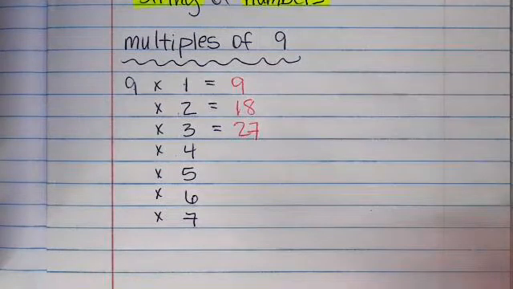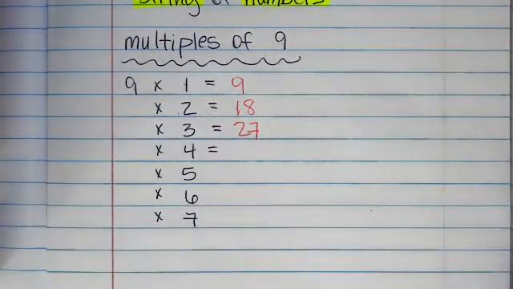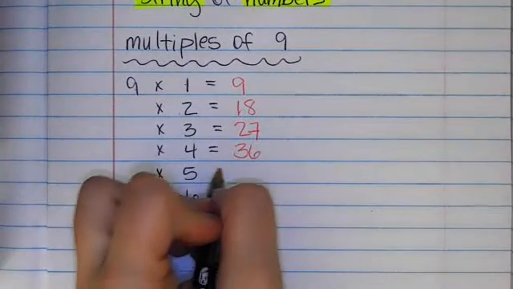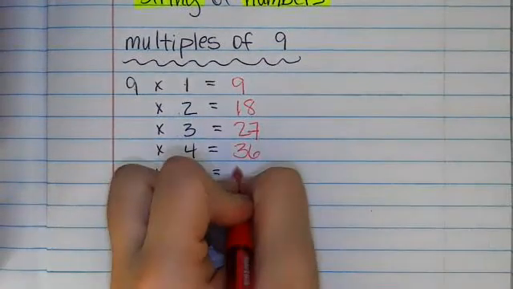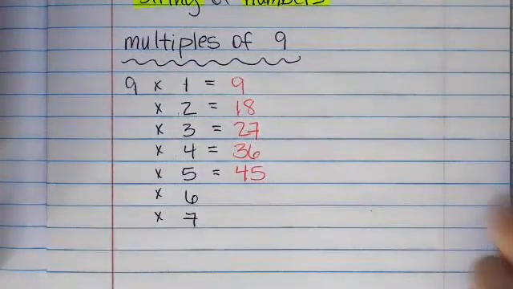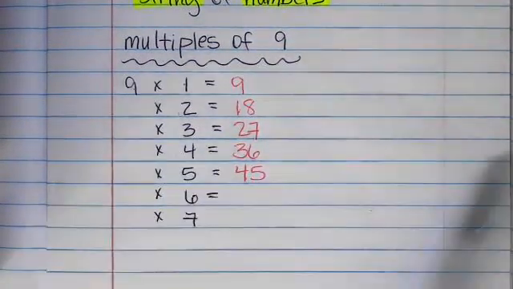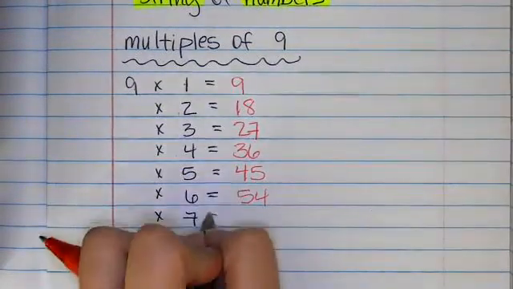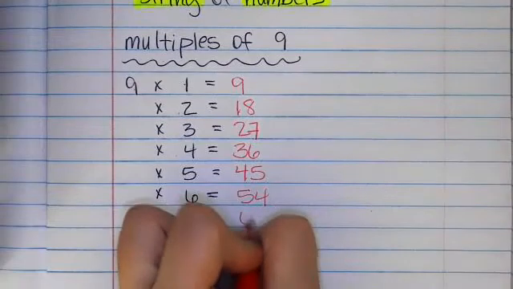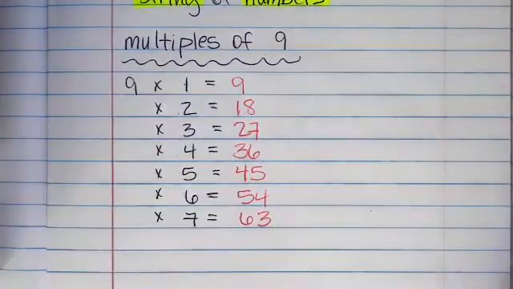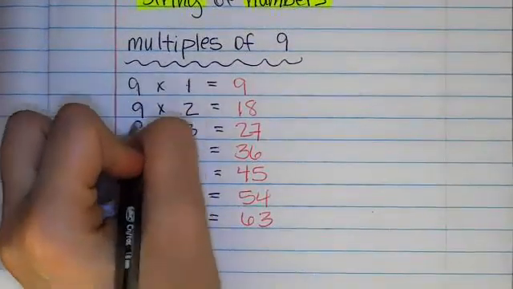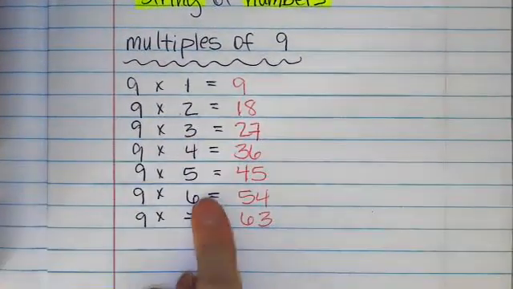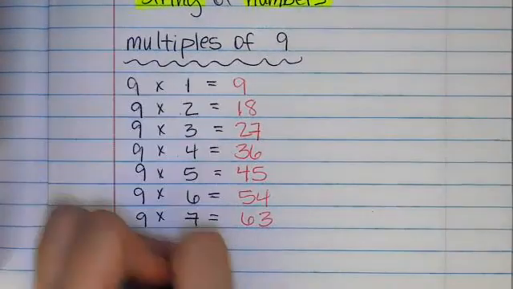9 times 4 is 36. 9 times 5 is 45. 9 times 6 is 54. And 9 times 7 is 63. And remember, I'm taking this number 9 and I'm just multiplying it by this string of numbers down the center, just going in order right here.